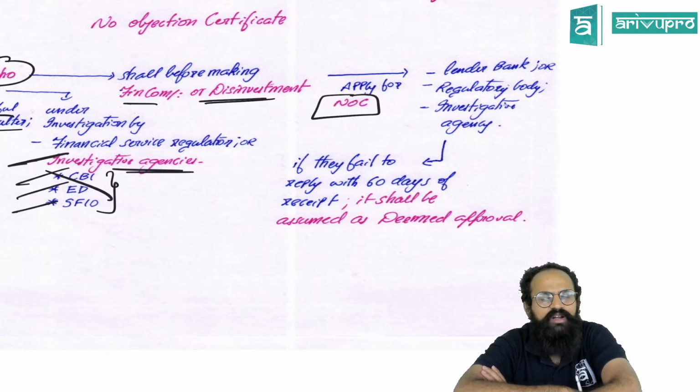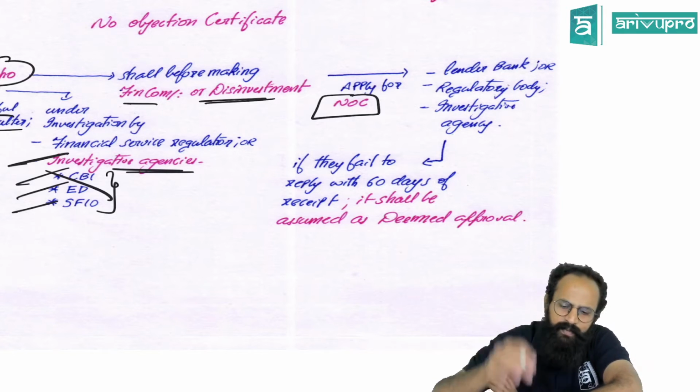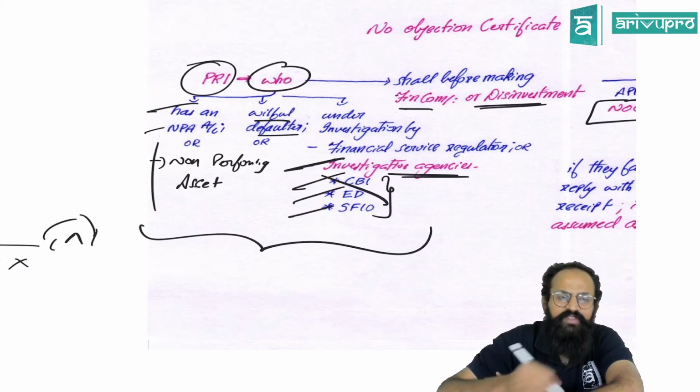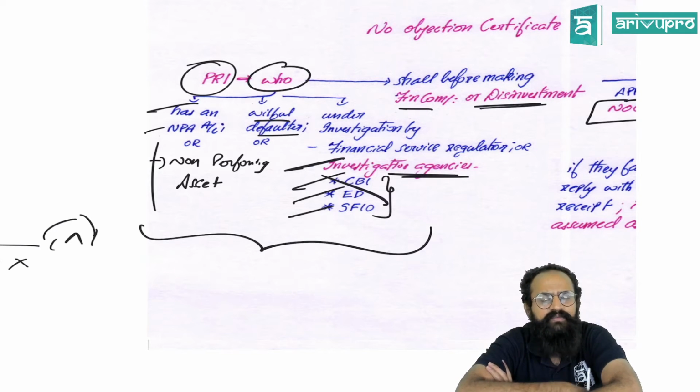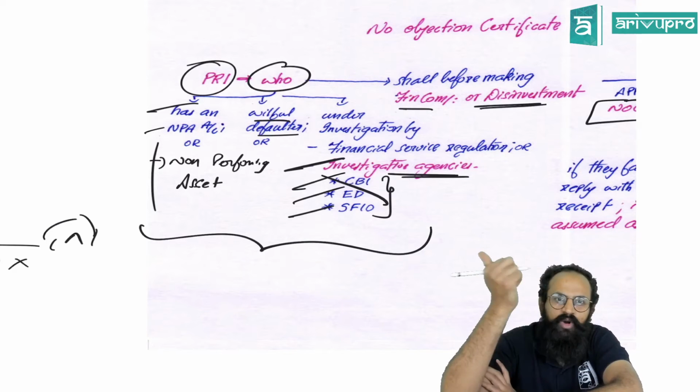Earlier they said you cannot invest at all. Now they are telling you, if these people carrying on this do not have a problem, why should I stop them? So if they do not have a problem, go ahead. That is what the amendment is now.